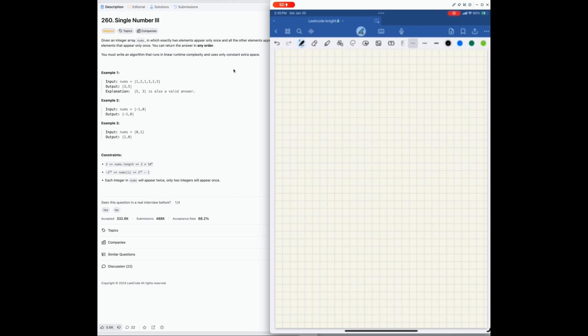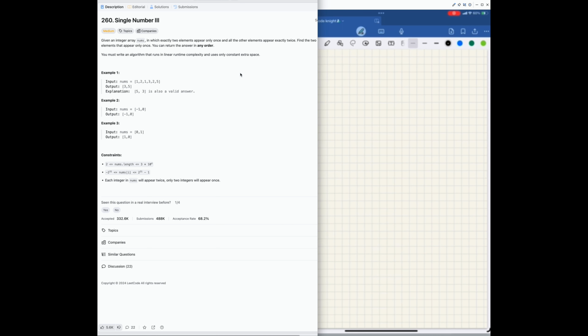Hi, today we're going to solve Leetcode 260, Single Number 3. Given an integer array nums in which exactly two elements appear only once and all the other elements appear exactly twice, find the two elements that appear only once. You can return the answer in any order. You must write an algorithm that runs in linear runtime complexity and uses only constant extra space.